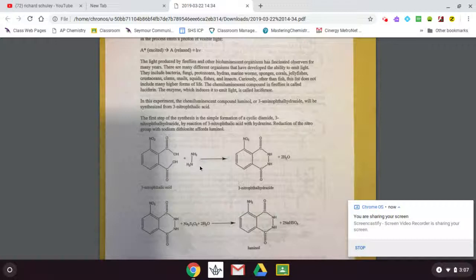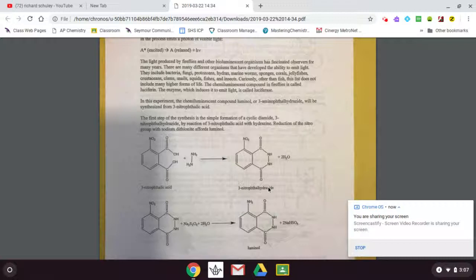It's going to be an open flame, so be careful with this. You don't want to spill any of this into the flame. This isn't pure hydrazine. It's just a 10% solution, so it's really not that bad. That'll create the molecule called 3-nitrophthalhydrazide. So in essence, what happens here is we're going to form a cyclic diamide. And this is an amide group, which is the N to a carbon chain attached to a C double bond O right next to it.